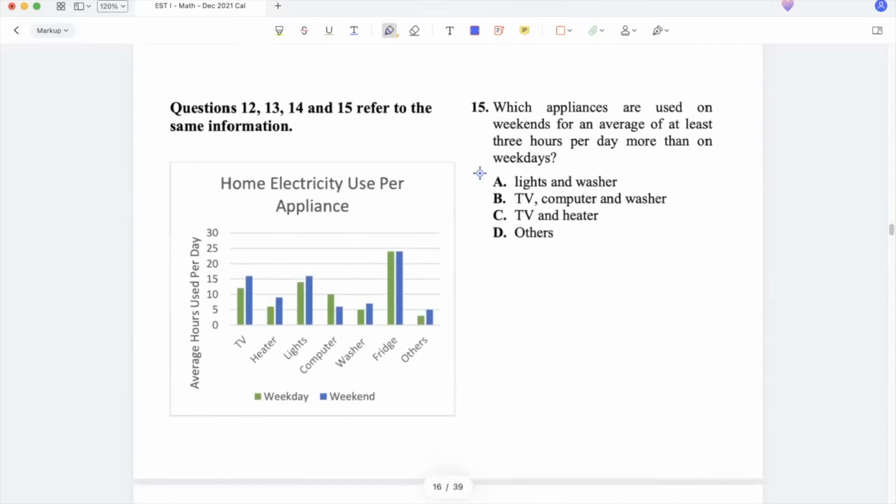And which appliances are used on weekends for an average of at least 3 hours per day more than on weekdays? Okay, so weekends at least, so we can cancel this and this. Okay, now TV, this is about 12 and 16. Yeah, so TV for sure. Heater, this is about 6 and 9. If at least 3 hours, yeah, I can say heater as well. Lights is about 14 and 16, so not lights. Washer is about 5 and 7, so not. Yeah, so TV and heater, option C.